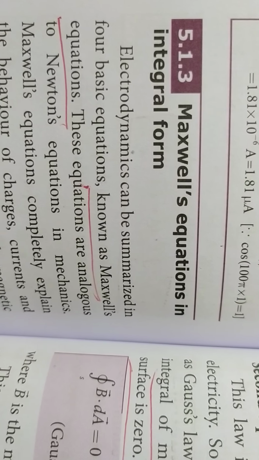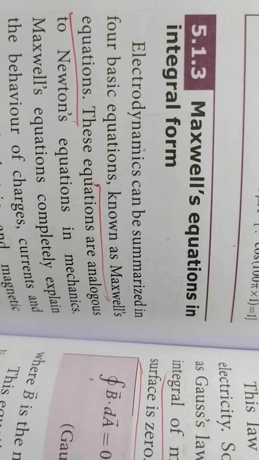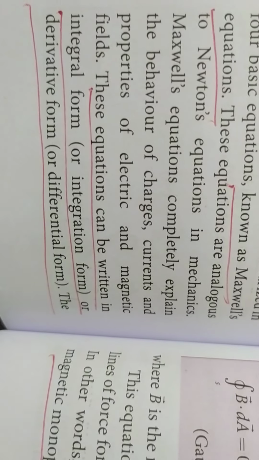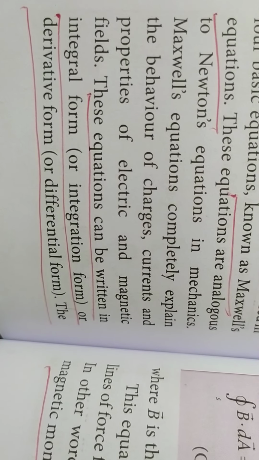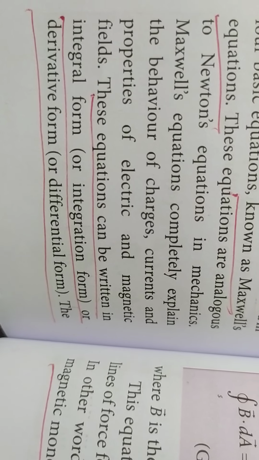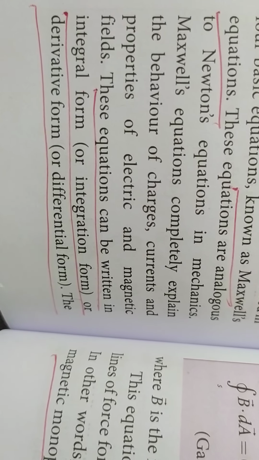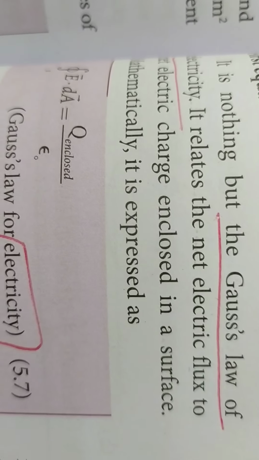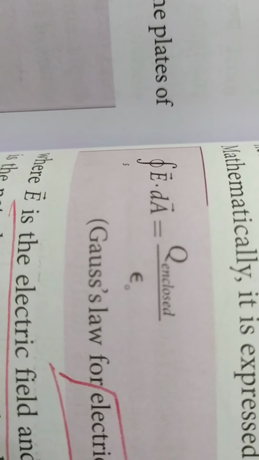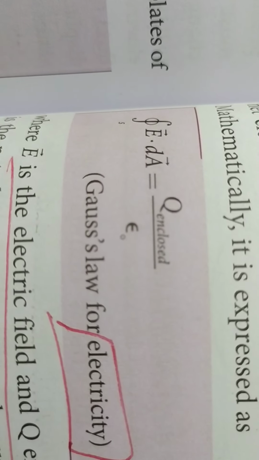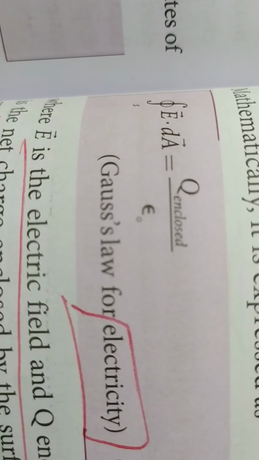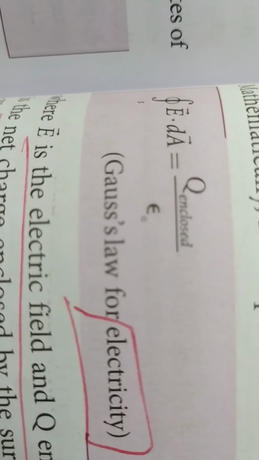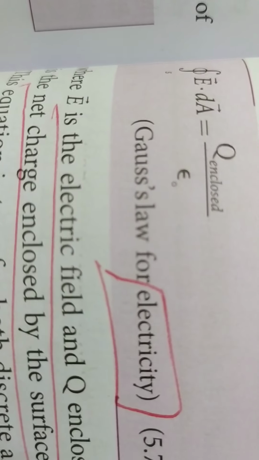Next, Maxwell's equations in integral form. So Maxwell's equations are given in 4 forms of equation, and though they are in integral form and derivative form, we are using only the integral form in this portion. And we shall see the first equation. The first equation is nothing but the Gauss law of electricity, that is integration over the surface area E vector dot dA vector is equal to Q enclosed by epsilon naught. This is nothing but Gauss law for electricity.